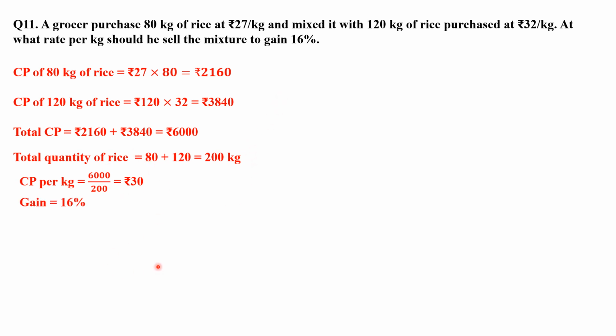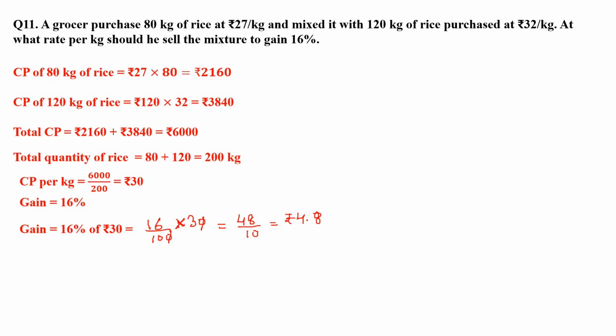Gain is given as 16%. And what you have to find? You have to find the selling price, isn't it? It is given, at what rate per kg should he sell. So you have to find the selling price. So for that, first you find how much gain he got. So gain will be 16 by 100 multiplied by 30. Okay, so from here, if you reduce it, you will get 16 times 3 is 48 by 10, which will give you 4.8 rupees. Okay, now this is your gain amount.